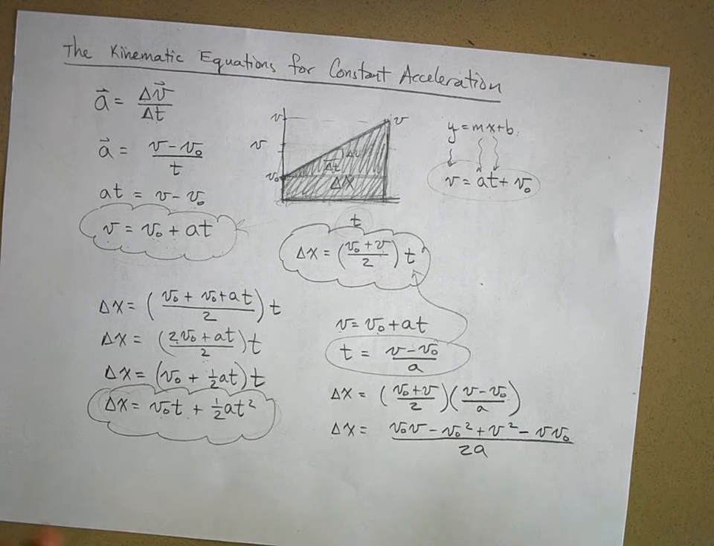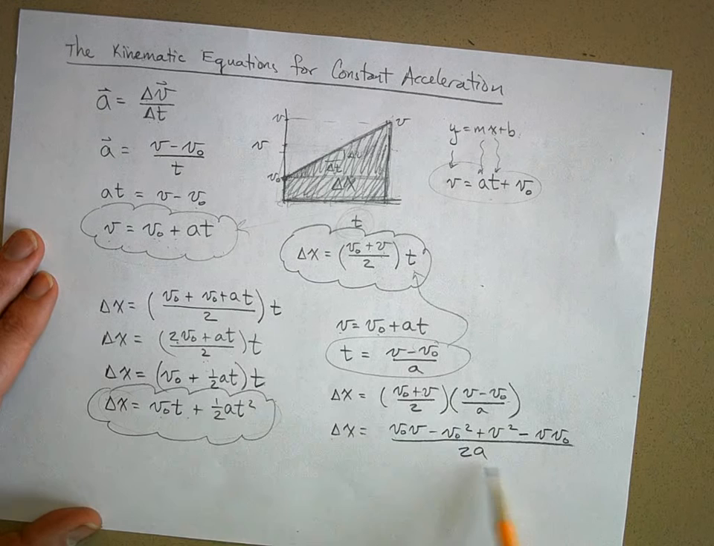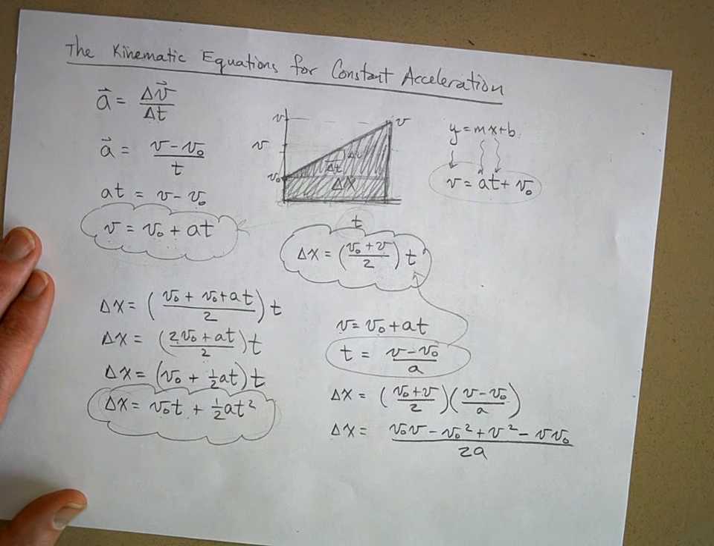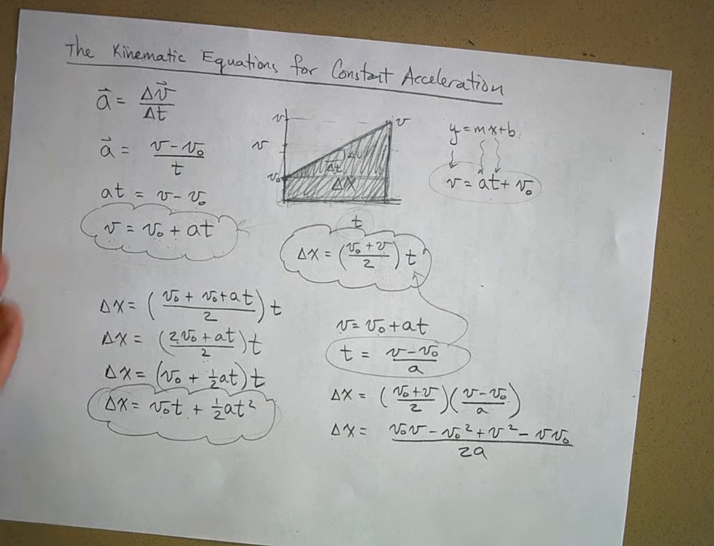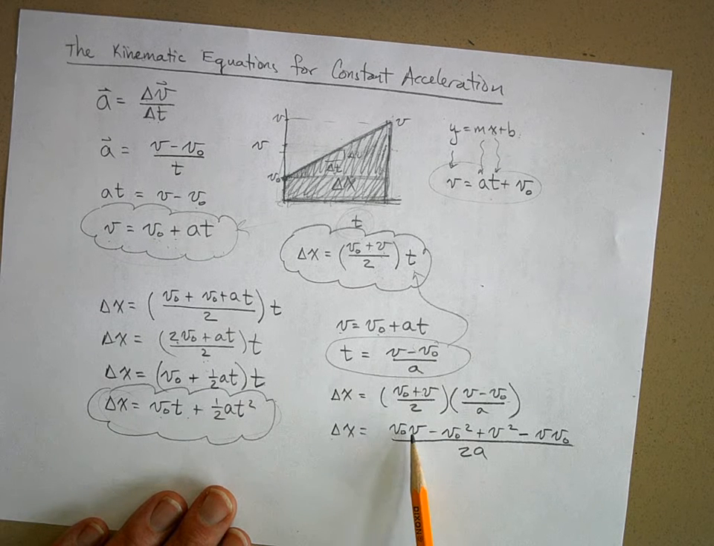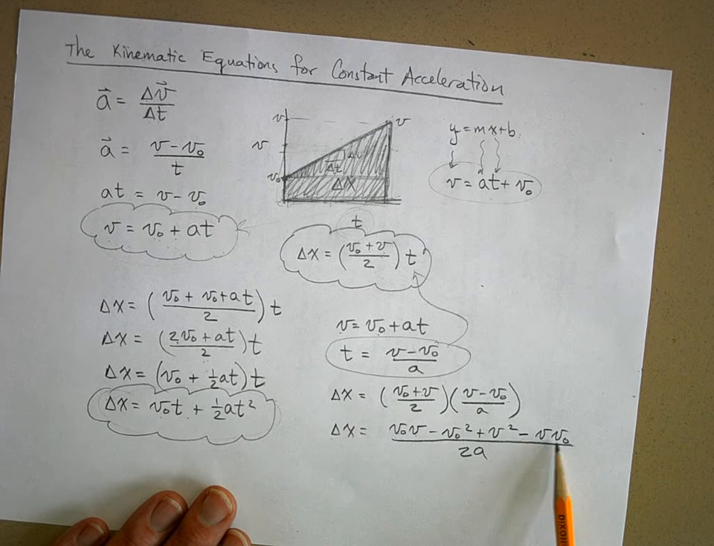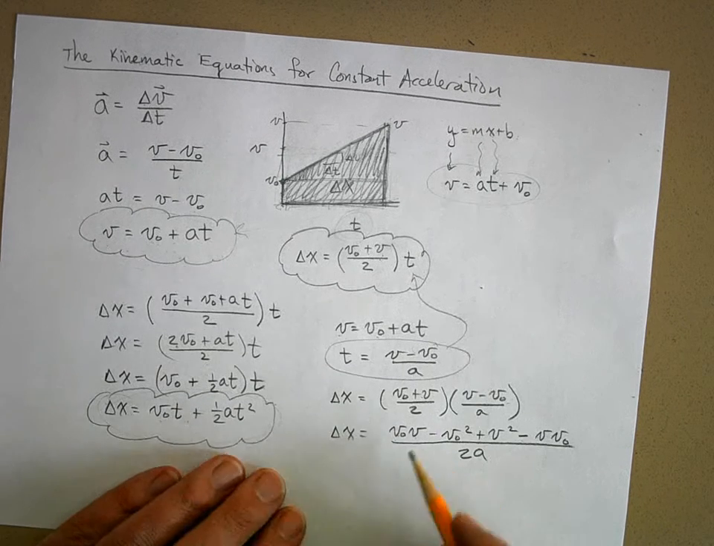Okay. Now it's just a matter of cleaning up. Do you see anything here that's going to go away? There is something that goes away here. V naught, v minus v naught. See how they're the same thing? But this one is being subtracted. So this disappears.